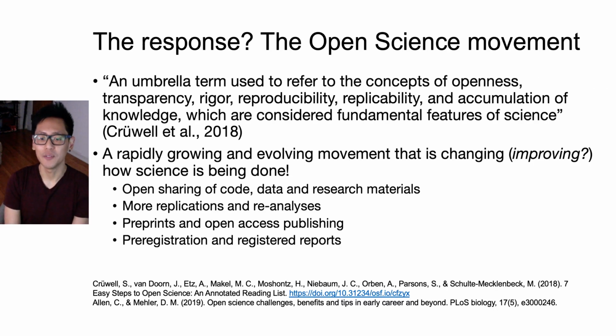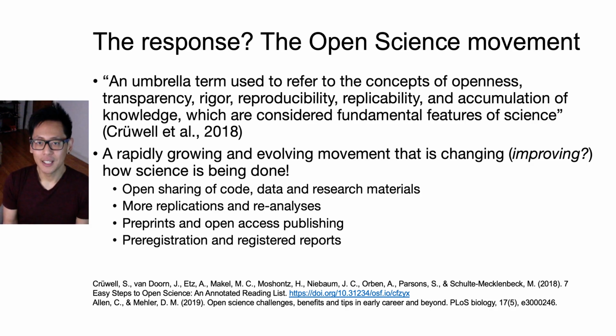So this has culminated in something called the open science movement. Here I'm using the term open science movement to encapsulate everything about this as a completely inclusive term. Here, Crüwell and others defined it as an umbrella term used to refer to the concepts of openness, transparency, rigor, reproducibility, replicability, and accumulation of knowledge, which are considered fundamental features of science. So here I'm referring to the wide scope of open science and the methodological reform that has happened as a result of the reproducibility crisis and the call to action. And this movement is rapidly growing and evolving and is changing how science is being done, and I think improving how science is being done.